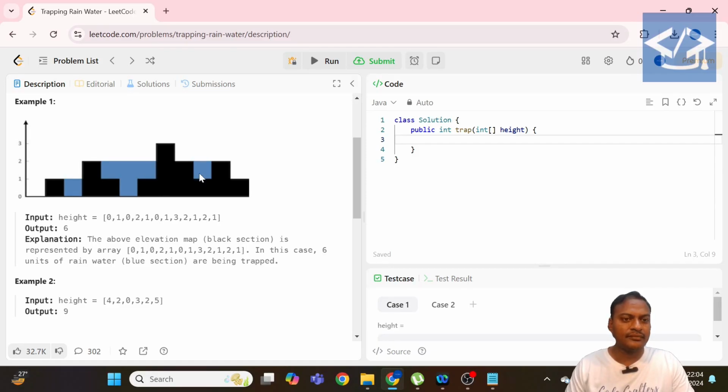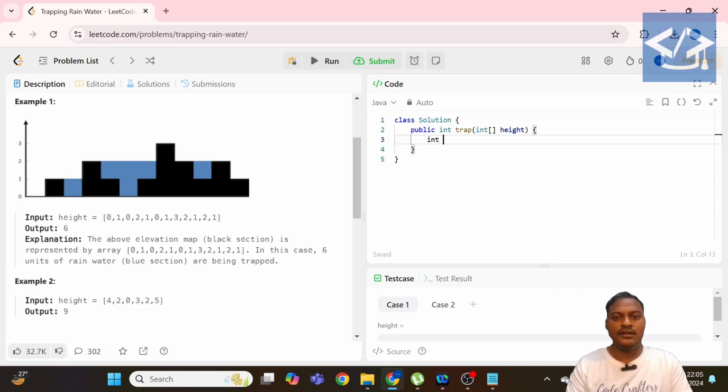Let's see this one. For this, the left max will be 3 units and the right max will be 2 units. The minimum of those two is 2, and 2 minus the height of the building, which is 1, gives 1. So it can hold 1 unit of water. By this, you must be thinking we have to calculate the left max and right max for each and every index. So let's see how I will do that.